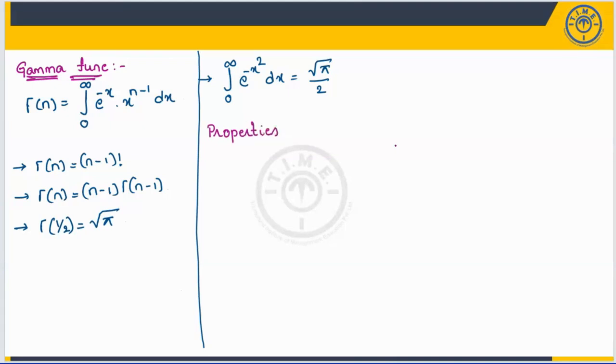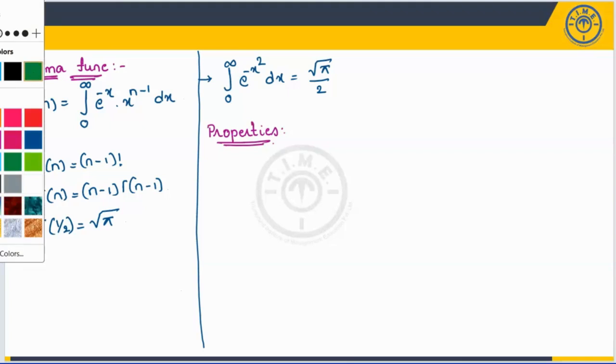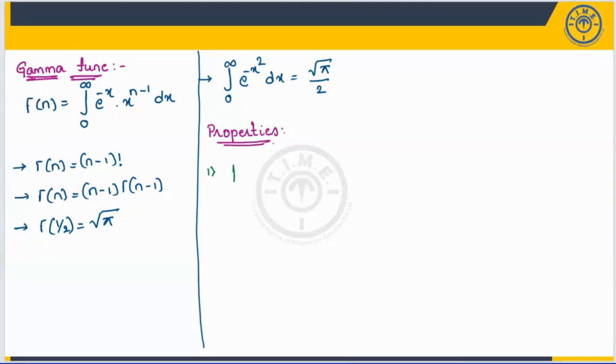So the properties of the integrals, if you look into the properties, the first property says integral from a to b f of x dx is the same as minus integral from b to a f of x dx. That means whenever we are flipping the limits, the integral has to be multiplied with a negative sign.